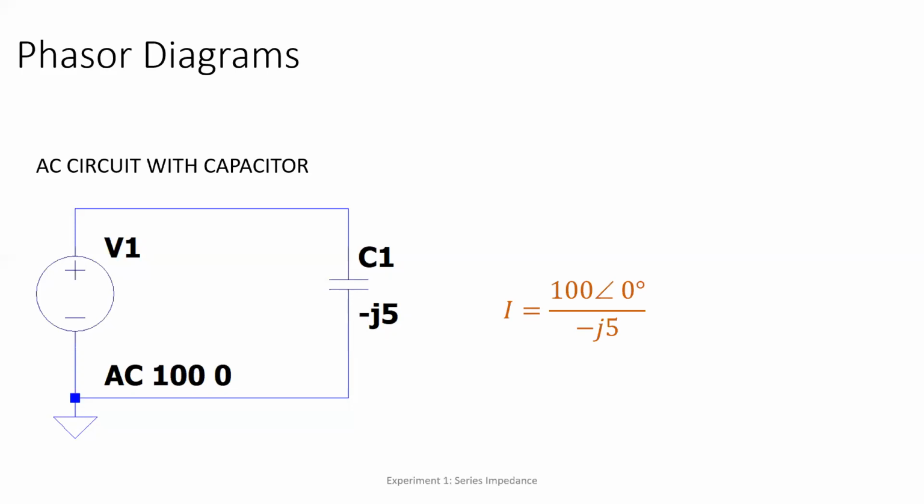So I is equal to 100 bar 0 degrees. Still, we have 0 degrees. 100 bar 0 degrees divided by negative J5. The impedance is negative J5. So, express this in polar form. We have 100 divided by 5 and then 0 minus negative 90 degrees. So, we have 20 bar 90 degrees.